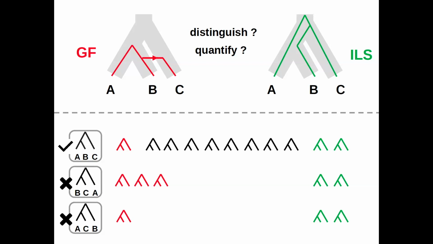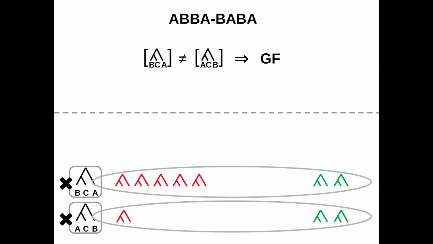Probably the most popular approach to this problem, in the next slide, is the ABBA-BABA method and its many derivatives, which basically consist in counting the number of gene trees with either of the two discordant topologies, BC versus A and AB versus AC versus B. This is informative because the ILS hypothesis predicts an equality between these two numbers, ILS being a symmetrical process. If ILS was the only determinant of the conflict, you would expect these two numbers to be roughly equal.